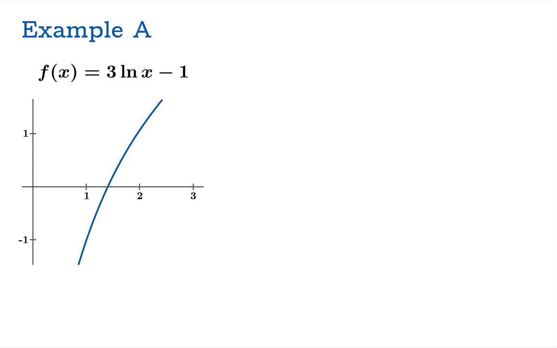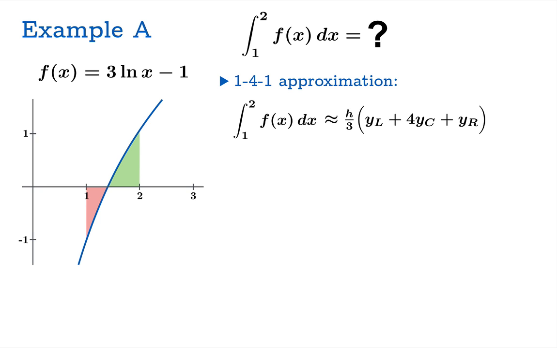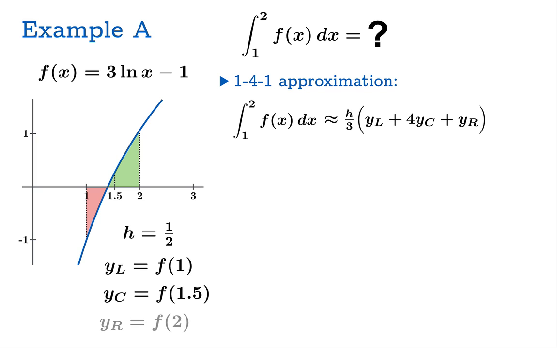So let's take a look at an example of the 1-4-1 rule in action. Suppose we have the function 3 ln of x minus 1, and we're interested in finding the definite integral on the interval 1 to 2. We could apply the 1-4-1 approximation in this case by chopping up the interval into two equal subintervals. The half width in this case is just 1/2, and the relevant function values are respectively f of 1, f of 1.5, and f of 2.